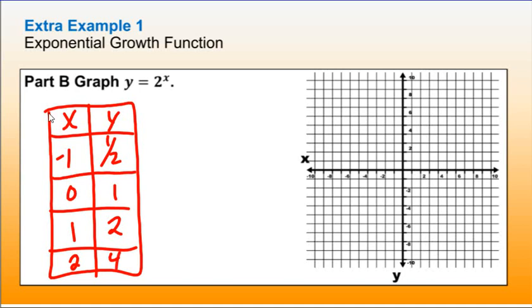So now if I were to graph this, negative 1 and 0.5 would be here. 0 and 1, 1 and 2, 2 and 4. If I did 3, it would be 2 to the third power, which is 8, and then 2 to the fourth power would be 16, so way up there. So it's just getting close to the x-axis on the left, but then exponentially growing here. So that's what our graph would look like.